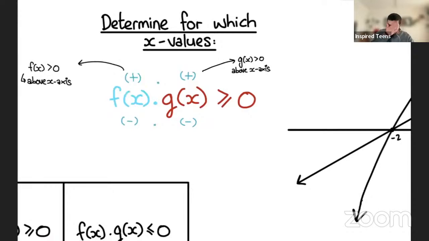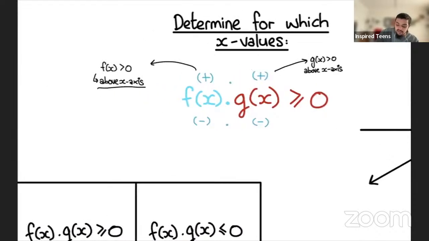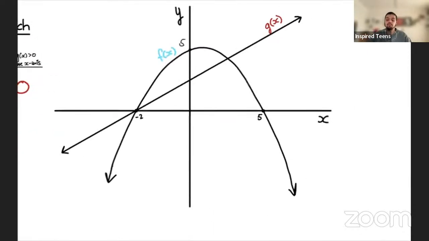So when they say f of x multiplied by g of x greater than or equal to 0, and we multiply a positive and a positive for the first instance, f of x needs to be positive and g of x needs to be positive. Essentially, it means that f of x needs to be above the x-axis and g of x needs to be above the x-axis, at the same time. So there's multiple ways you could do this.